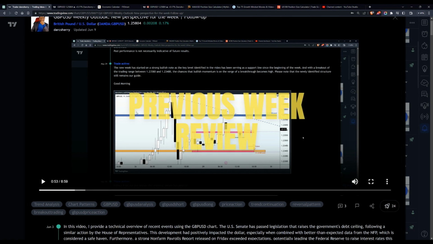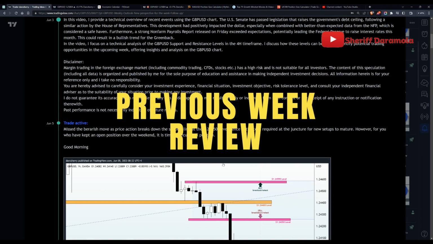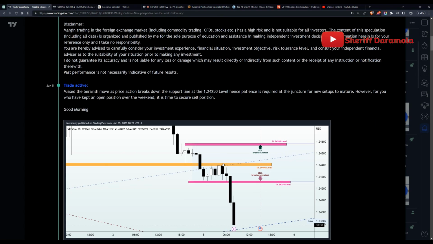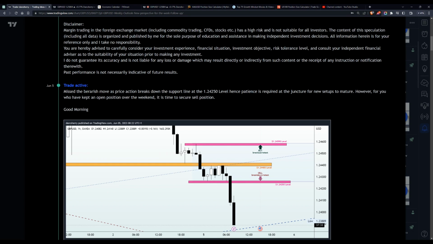So, talking about last week's trading session, this was my first commentary at the beginning of the week where we identified a simple flat channel where price action was ranging between the 1.24590 and the 1.24250 level, just right around that key level we identified at the beginning of the week.